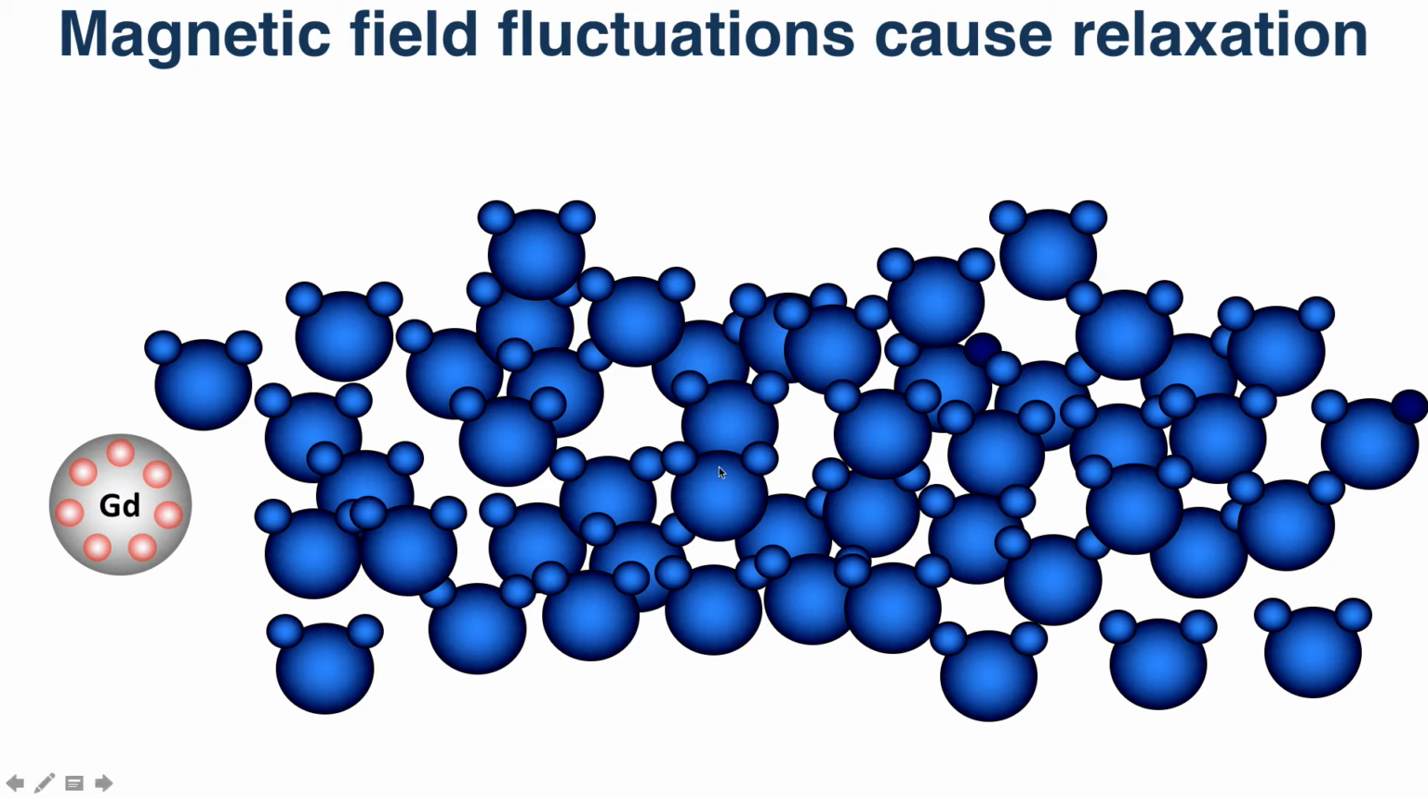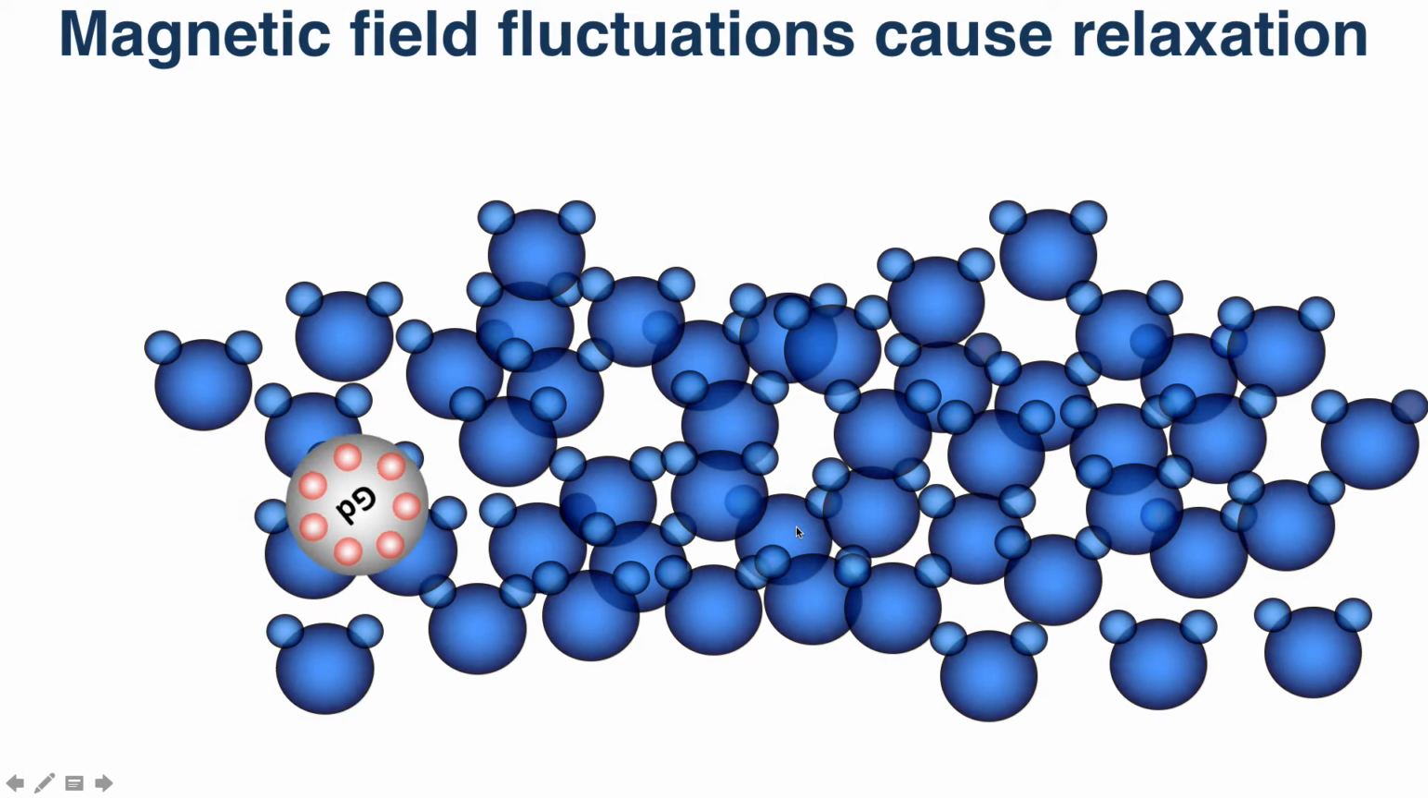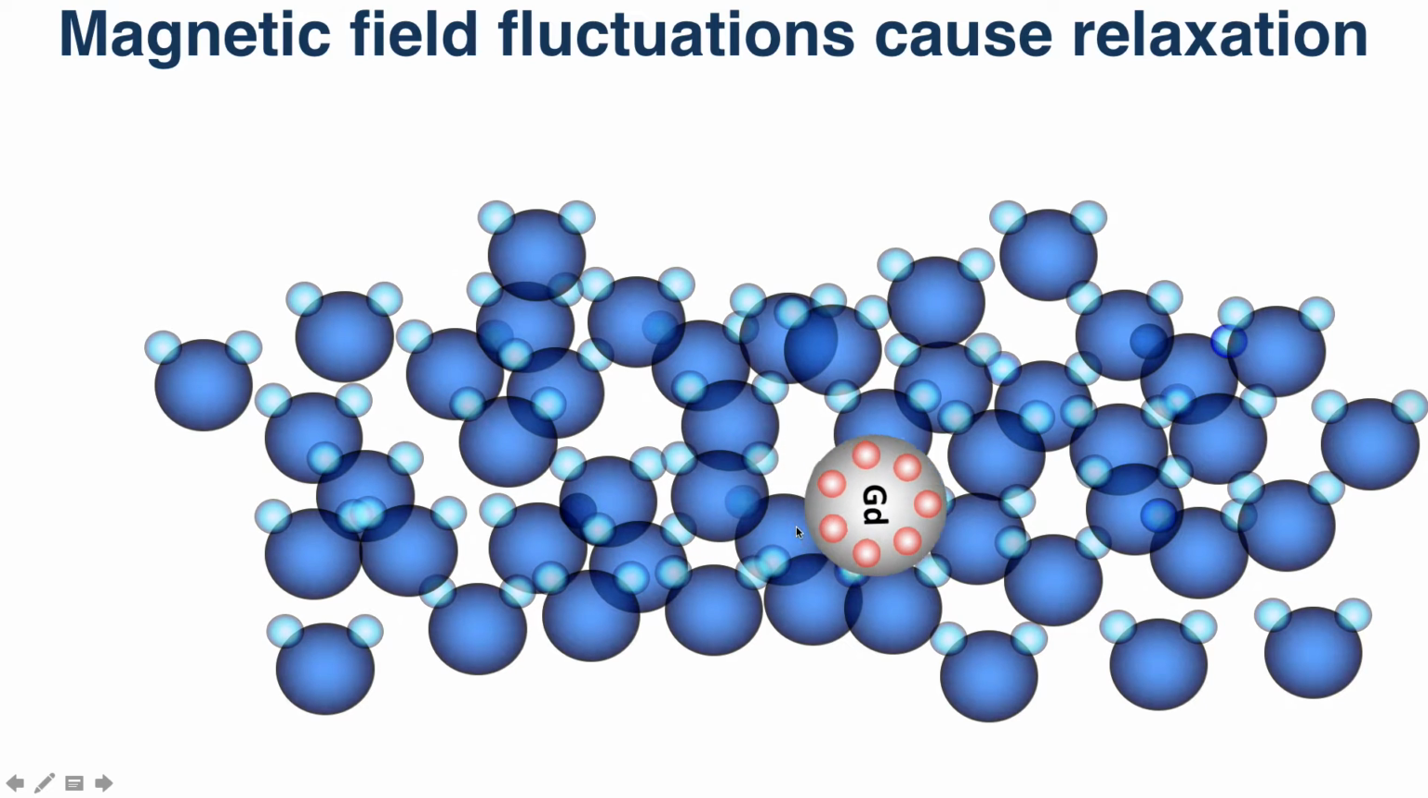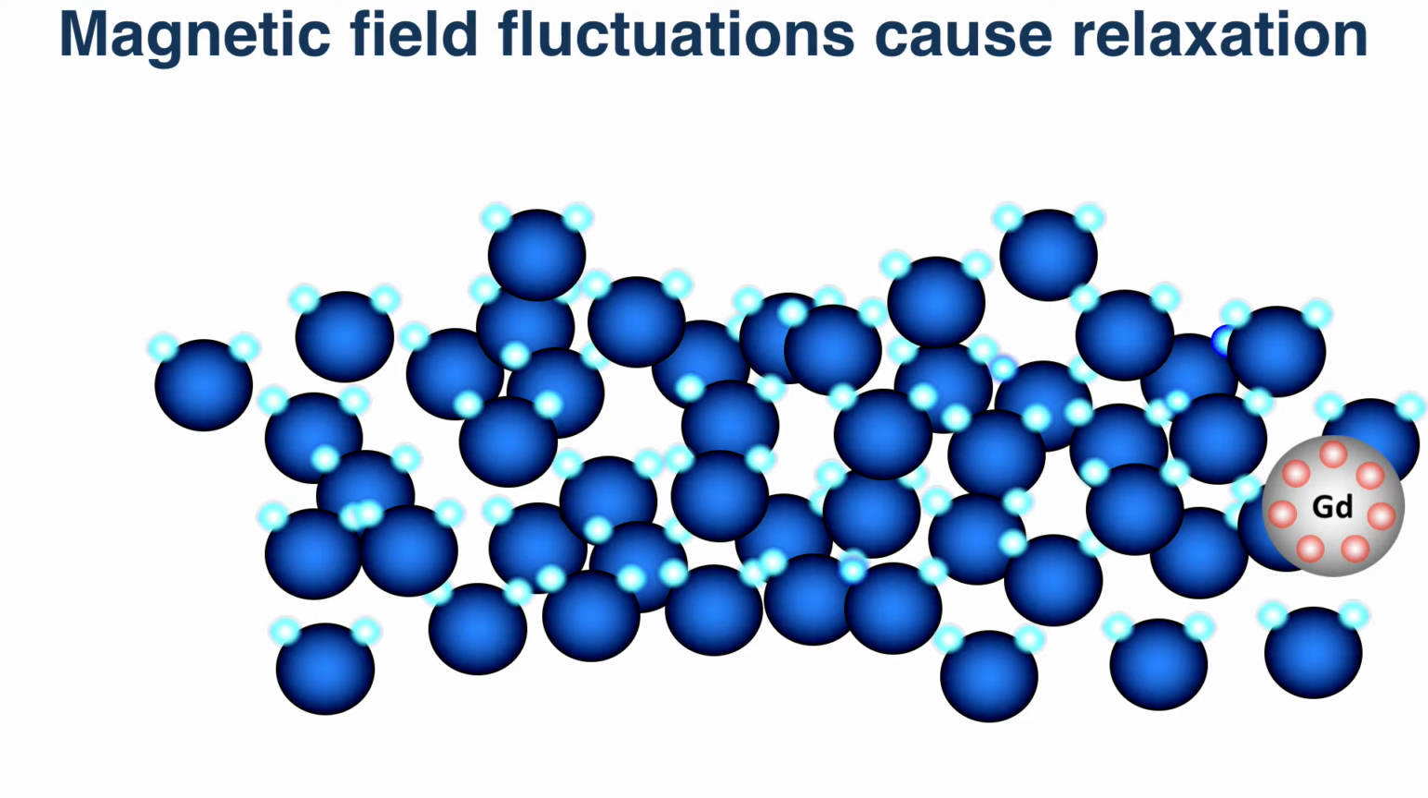I lost my mouse. Here's the gadolinium, and here are its 7 unpaired electrons, and here's a bunch of water molecules, oxygen and 2 hydrogens. All these little Mickey Mouses are water molecules. And let's now have this gadolinium go through here, disturbing the magnetic field, and as it's disturbing the magnetic field, it's causing the hydrogens in these water molecules to relax because of the magnetic field perturbations.